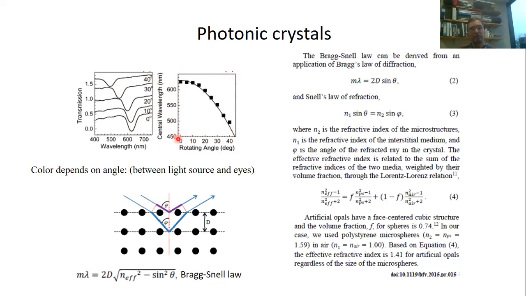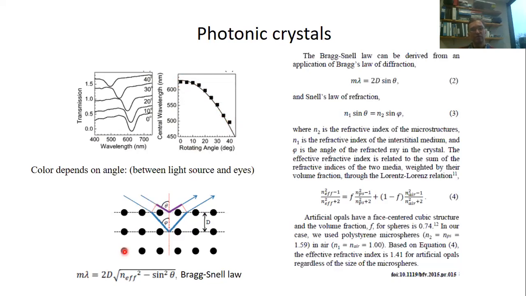So here at 0-degree rotating angle, we observe a wavelength of approximately 700 nanometers. So we are in the orange-red region. But as we tilt, then we go to wavelengths of approximately 500 nanometers, which is in the bluish green region.